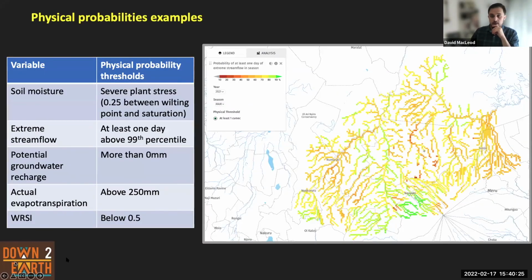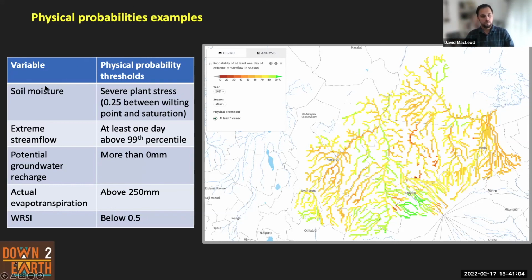And finally, we have the physical probabilities. What I'm showing here is the probability for extreme streamflow. This is not updated, but what we would be showing for extreme streamflow is the probability of at least 1 day of flow above the 99th percentile. And we're showing that from 10% through to 90%, because as we've discussed, those kind of probabilities are much wider in range compared to the terciles.